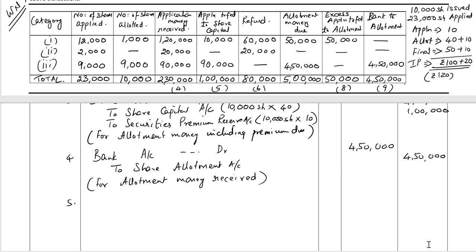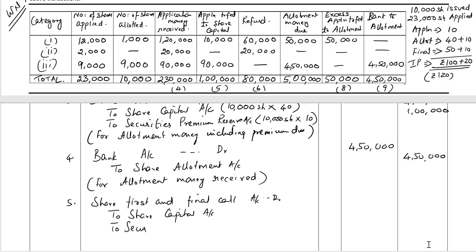The fifth journal entry is to make the share first and final call due along with the premium. Share first and final call account debit to share capital account, to securities premium reserve account, for final call money due.